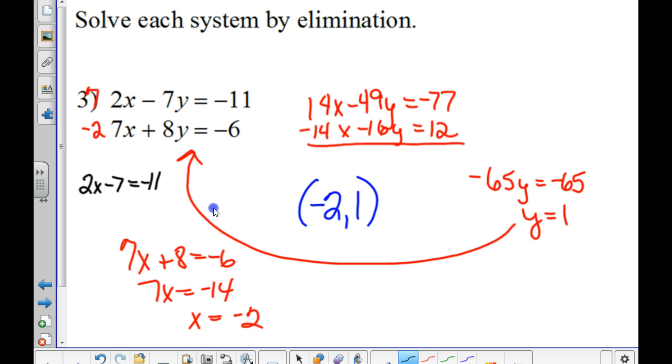Again, that's why I encourage you to check your answers when you're done in both equations, because it's really easy to make a sign mistake. And if you did it on the first number, it's going to carry through and get you both of them wrong. Okay.